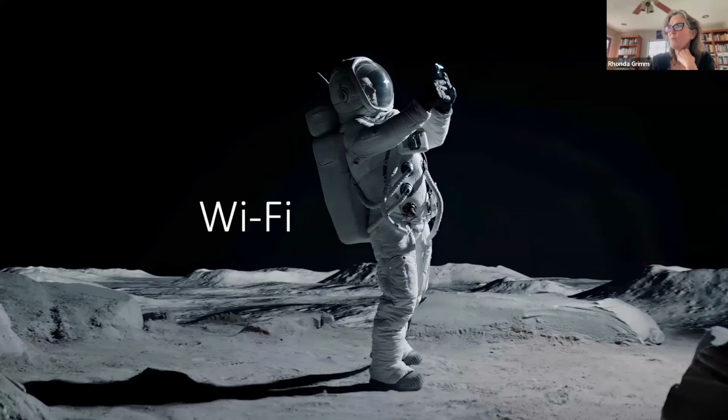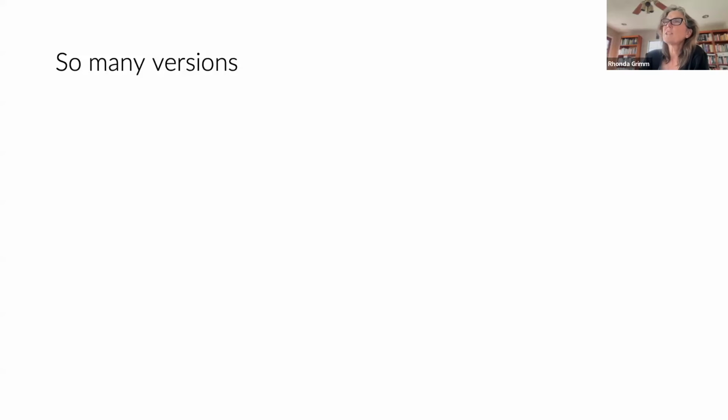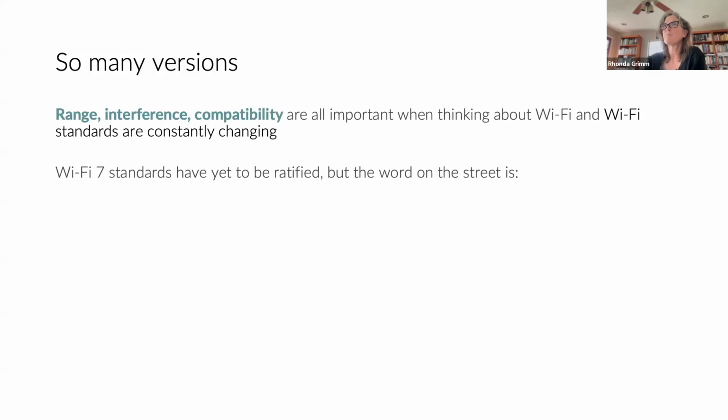Wi-Fi, got the Wi-Fi part of it. Wi-Fi is basically a family of wireless protocols. You've heard of the 802.11 IEEE family of standards, and it's usually used for local area networks, connecting devices to the internet over radio waves. There's a ton of versions, and they range in everything from interference to compatibility.